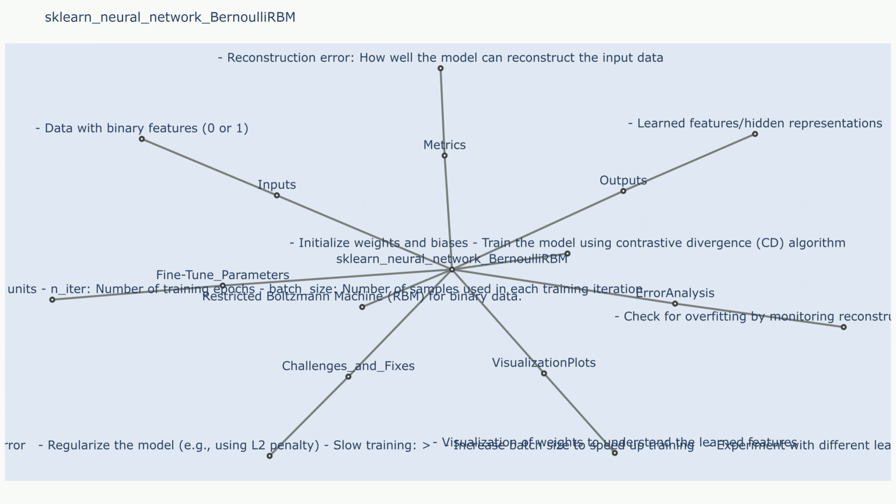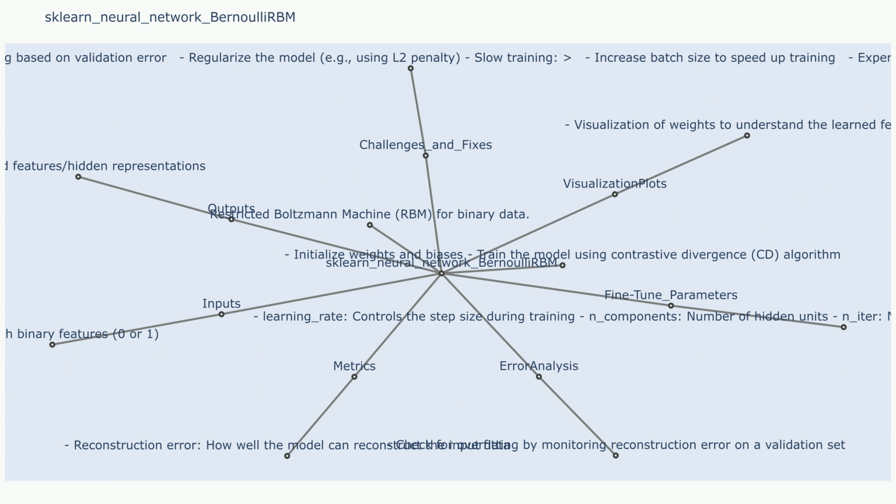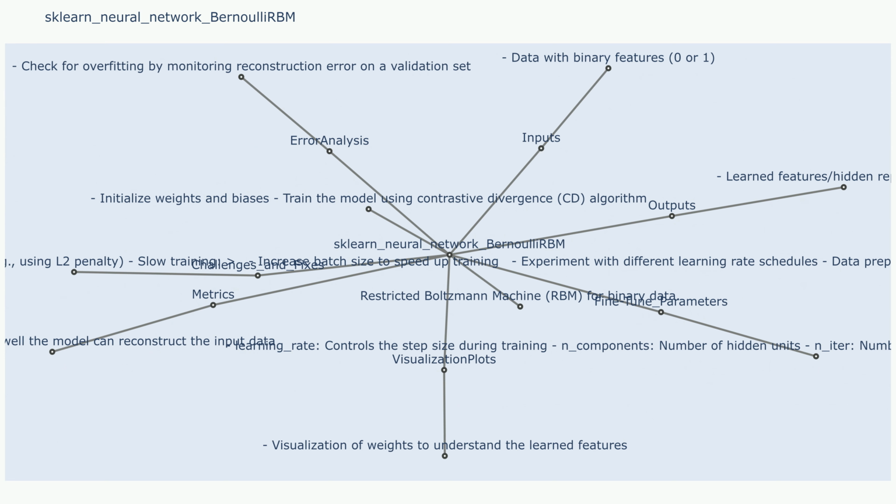Challenge 4: the model may be sensitive to the initial values of the weights and biases. Sample use case that resulted in challenge 4: the model converged to a local minimum, resulting in poor performance because of the poor initialization of weights and biases. Fixes to challenge 4: use a good initialization technique, such as Xavier initialization. Train the model multiple times with different random seeds and select the model with the best performance.